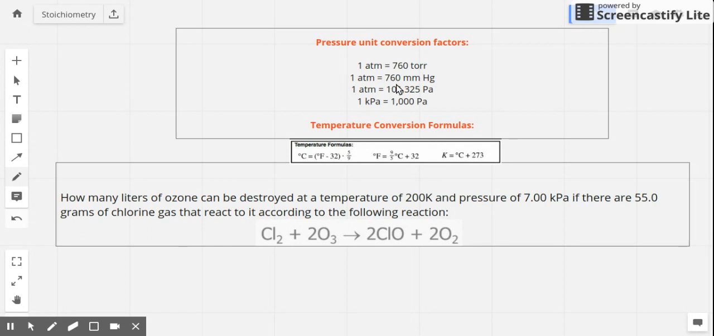1 atmosphere is 760 millimeters mercury, and 1 atmosphere is 101,325 pascal, and 1 kilopascal has 1,000 pascal. Take note that these conversion factors are very useful because in the ideal gas law, your pressure has to be in atmosphere. So if you're given other pressure units, you need to convert it to atmosphere first.